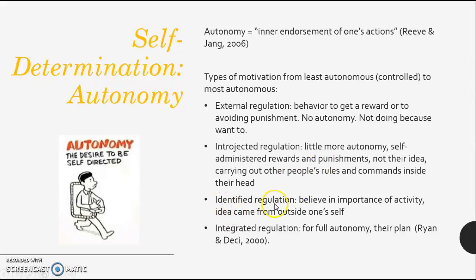Then you have identified regulation, where the person believes in the importance of an activity, but the idea came from outside themselves. So they're owning the activity a little bit more because they actually believe in the importance. It's not just somebody else saying it's important. They believe in it. So it's identified regulation, a little bit more autonomy there.